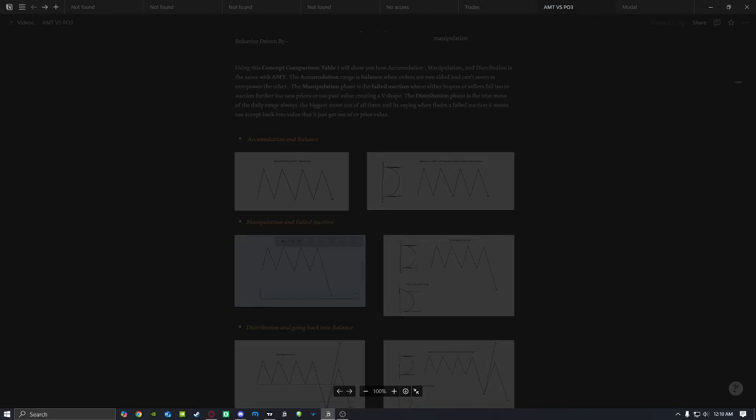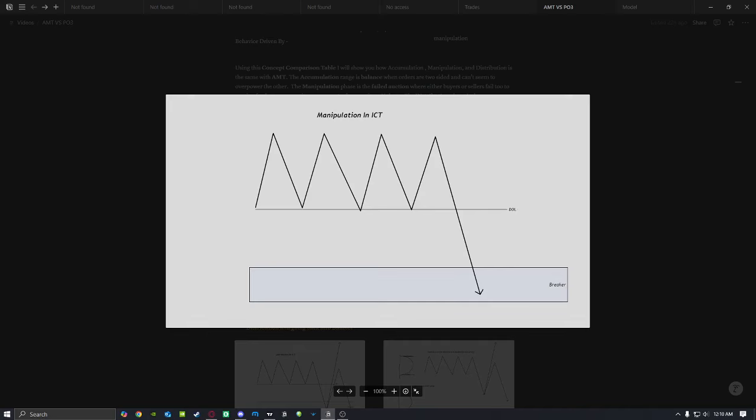Manipulation and failed auction. So ICT teaches the accumulation, right? And we have our draw, which are these lows or highs. It can be vice versa. And then we have our manipulation downwards into a PD array or something like a breaker. I put a breaker just because, but I know a lot of ICT traders do a lot of CE trading, where they pair a lot of CEs together and get a lot of love off of that or something like that.